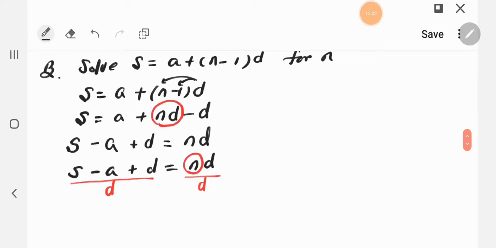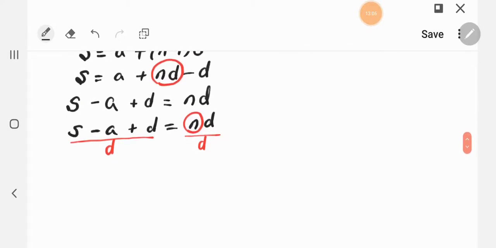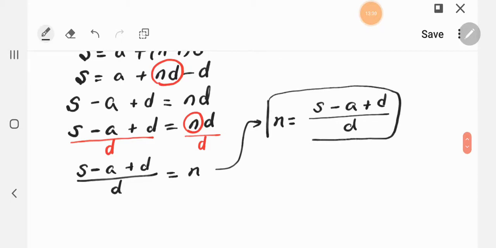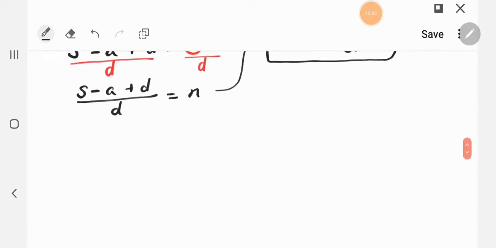Then what we have is D, then S minus A plus D over D is equal to, the right side is N. So this will give us the solution N. So the solution N is the expression S minus A plus D over D. So this is the solution. Okay, let's try the last one.